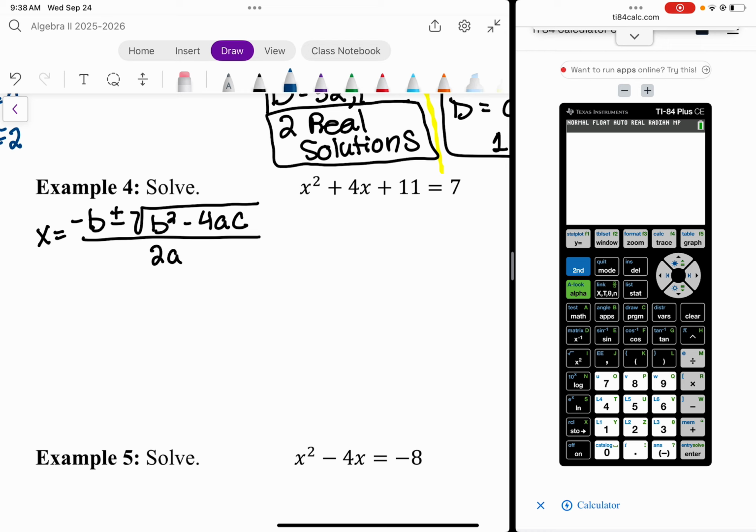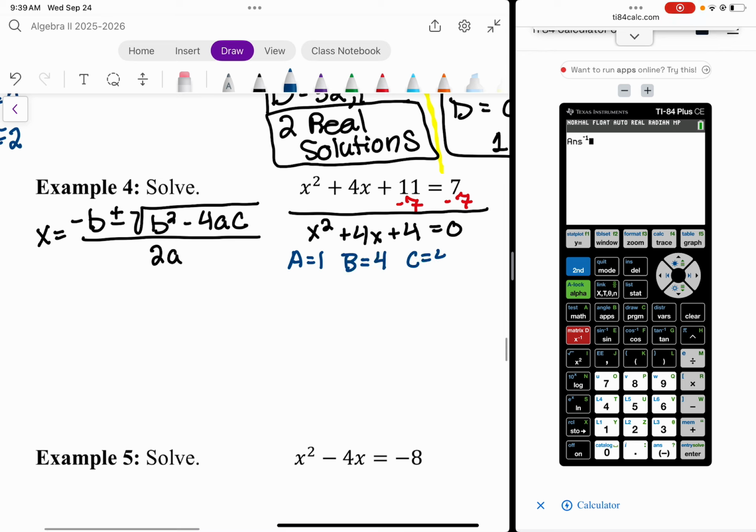In this problem, we have a equals 1, b equals 4. Oh, wait, I forgot. Don't forget to check, does one side equal 0? This one it doesn't, so we have to get rid of this 7 over here. Then we can figure out a, b, and c. So we would have x squared plus 4x, and 11 minus 7 is going to be positive 4. Now we can find a, b, and c. So in this one, a equals 1, b equals 4, and c equals 4.